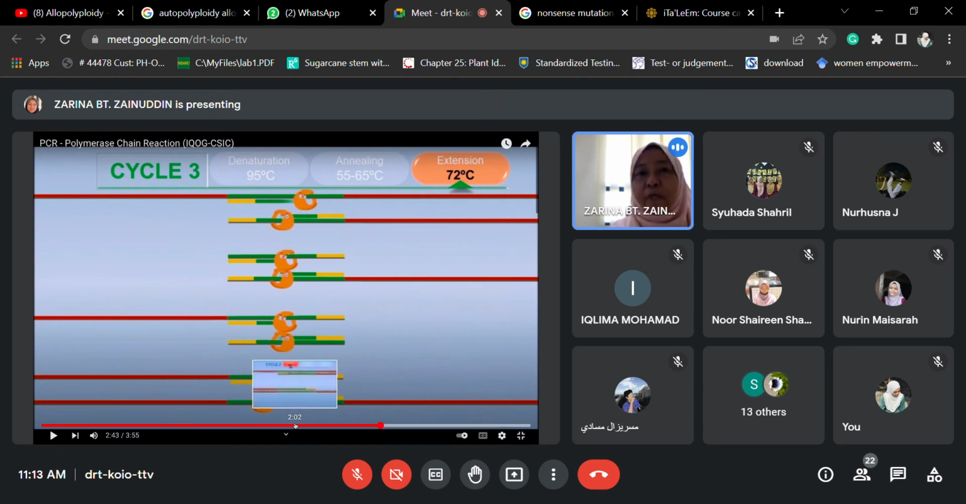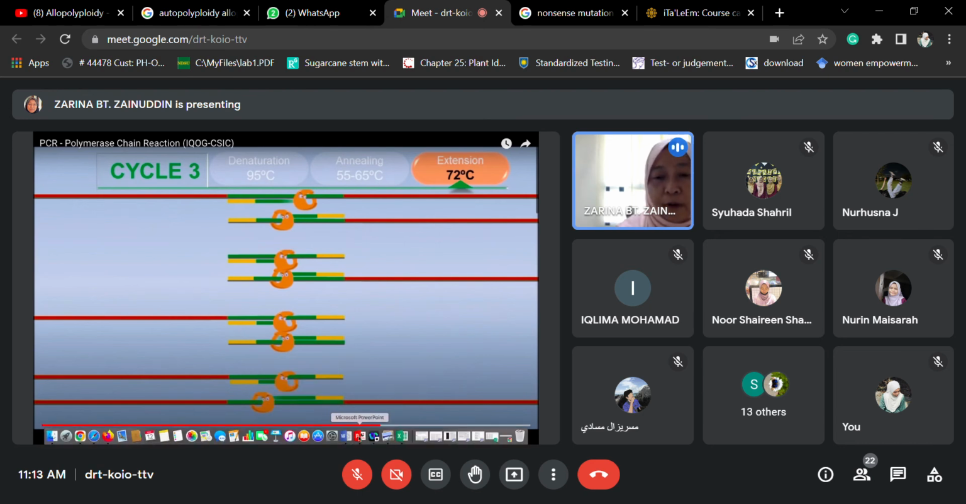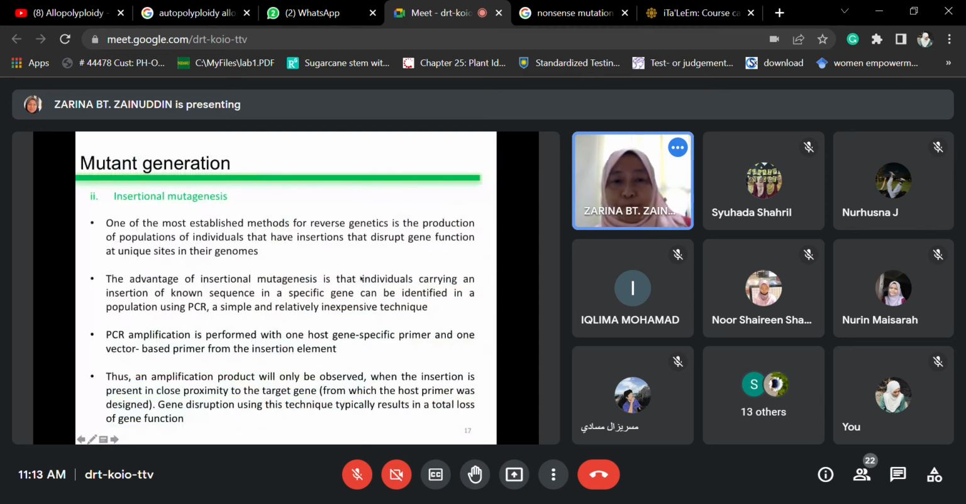Okay, so the process being repeated depends on how many cycles you set. If you set 40, it will amplify a lot more. A lot more. Okay, so that is the process of PCR. So any question? Any question? No questions. Okay, so back to our business.